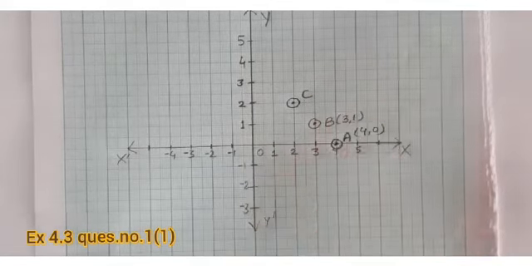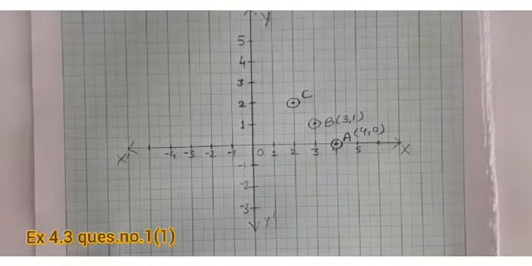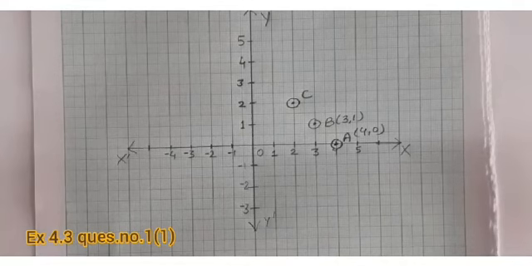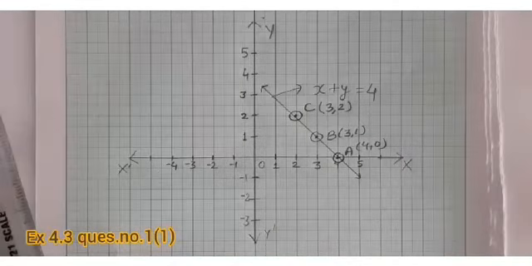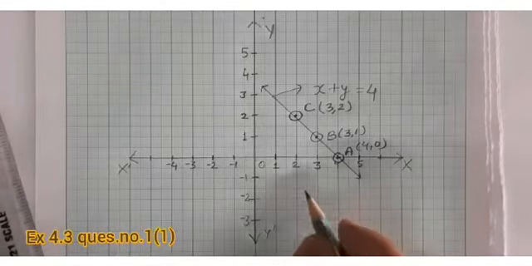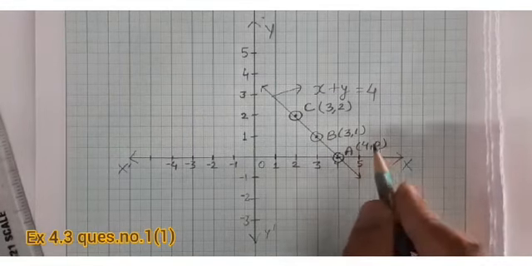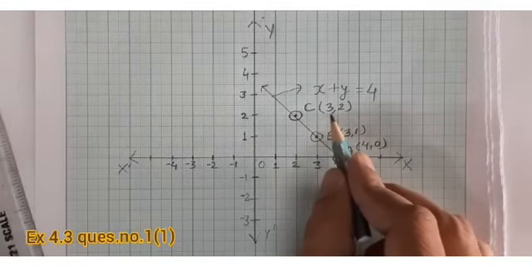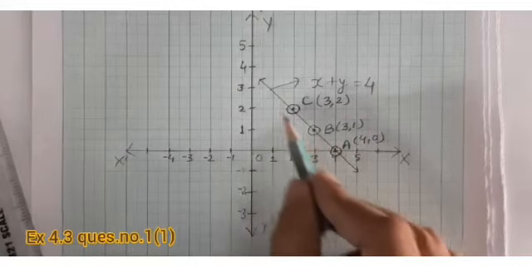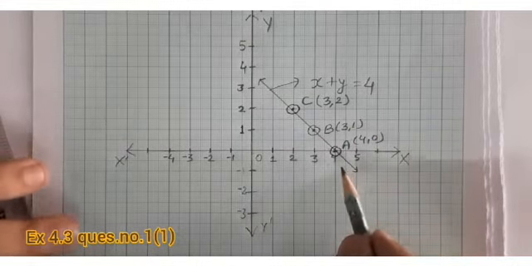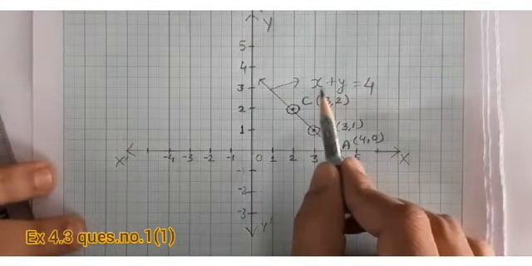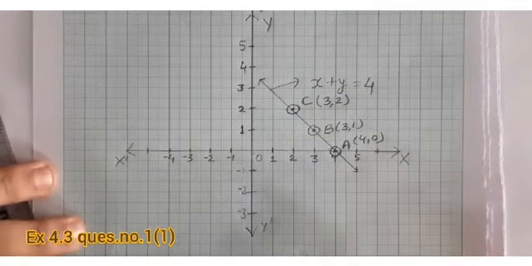Now you have to join A, B and C with the help of a scale. After plotting these points A 4 comma 0, B 3 comma 1 and C 2 comma 2, when we join A, B and C, you will get a line whose equation is x plus y is equal to 4.